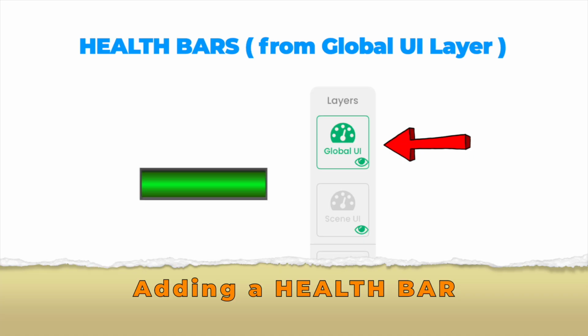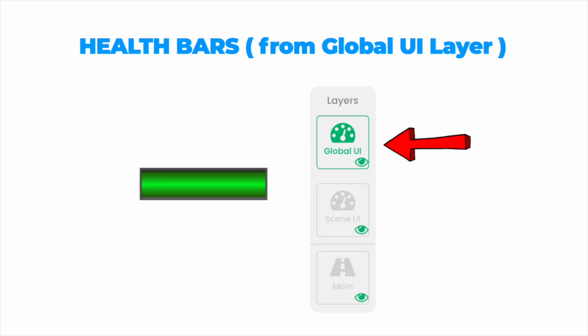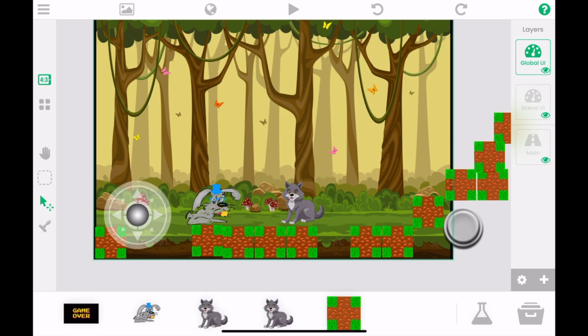Adding health bars is extremely important. Most students have health bars as part of their game objectives. It's a little bit more convoluted than most of the functions we've talked about, but bear with me, even if you have to watch this chapter a couple of times, it's super important for most students to add in a health bar. One of the reasons it's complex is because you must add the health bar to the global UI or the global user interface layer, which is on the right hand side.